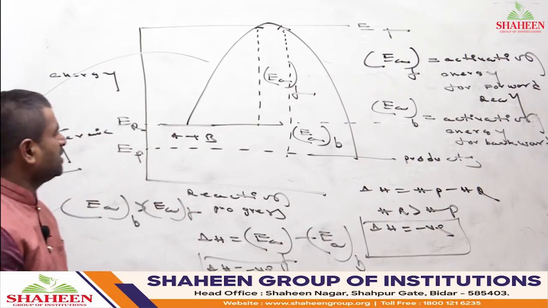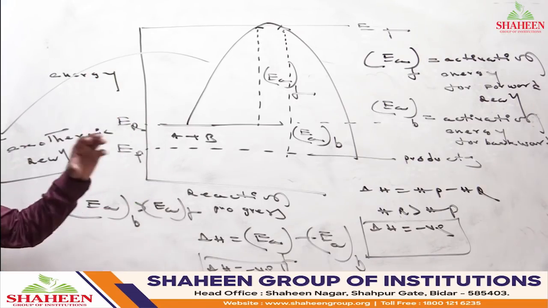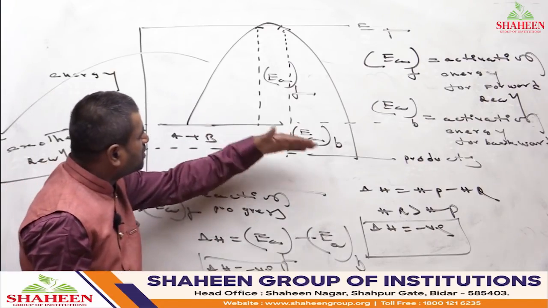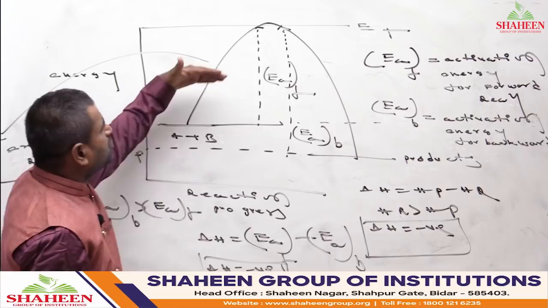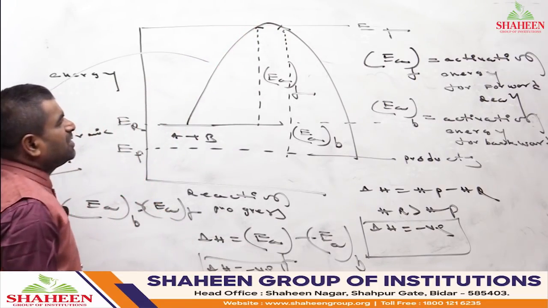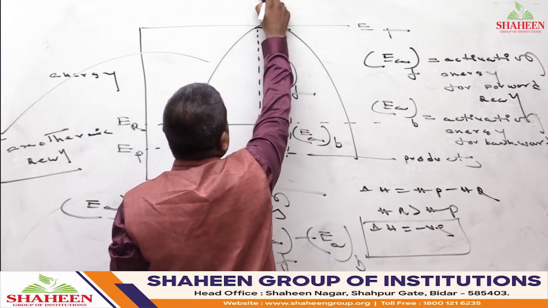Once again I am explaining. See, now I am making one graph. It shows energy versus reaction progress. For an exothermic reaction, the reactant energy is more than the product. Each reactant molecule must possess some energy, that is threshold energy. Whenever it crosses that threshold energy, this is the excited state. In the excited state, the transition state will be forming.